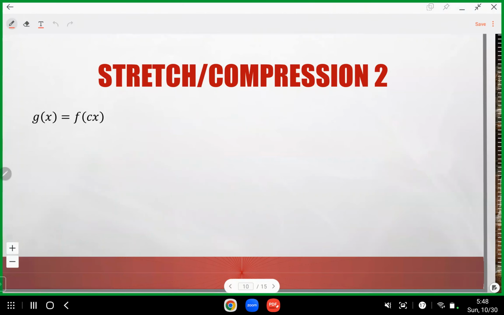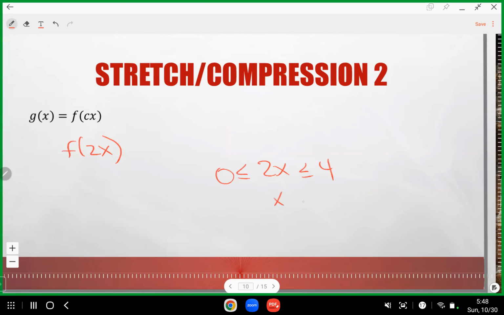Okay. Now let's go over our final stretch slash compression. Again, this is interesting. Let's say f of 2x. Let's find the domain of this, right? 0 to 4. Well, you see, 2x, contrary to what you might think, does not actually stretch it, it compresses it horizontally. All right, compresses it horizontally. From this, we can see that this is the regular one. What is this? It's gonna look like this, really skinny, right?